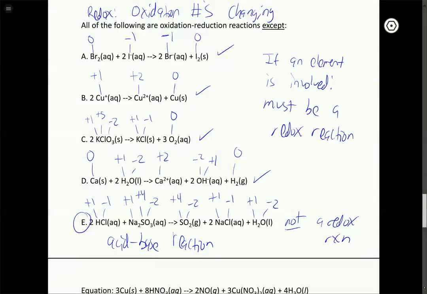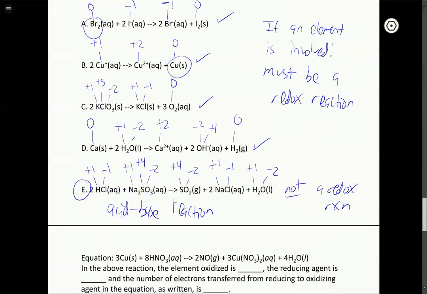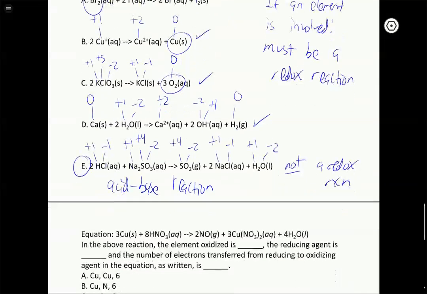So if we look at this first reaction, we have an element, Br2, so this must be a redox reaction. Second reaction here, copper is formed as a product. It must be a redox reaction if it has an element involved. Third reaction here, O2 formed as a product. If there's any element by itself in the reaction, it must be redox. And then finally this one here, we have calcium as a reactant, and that's an element, a neutral element by itself, so that must be a redox reaction.